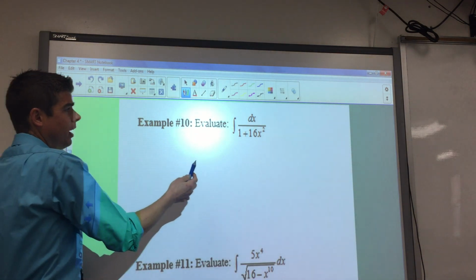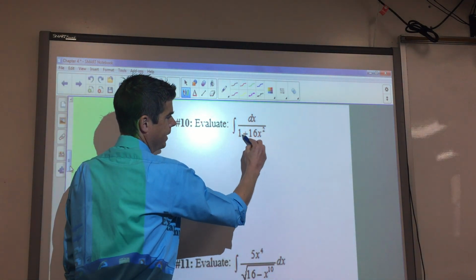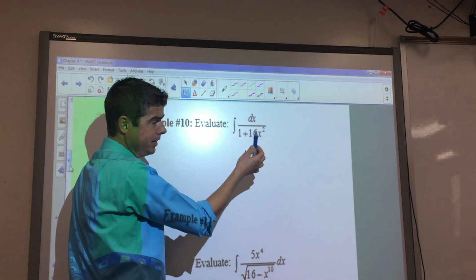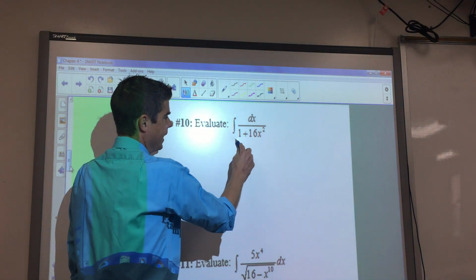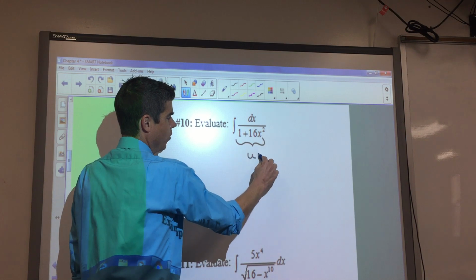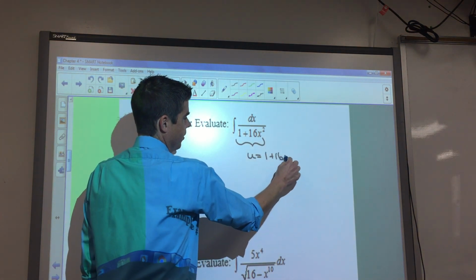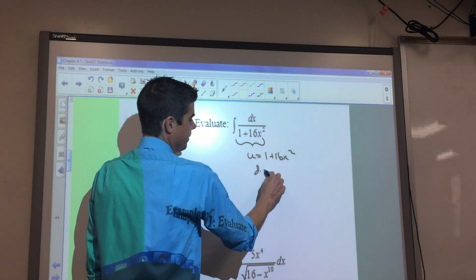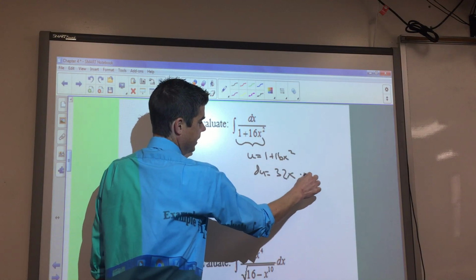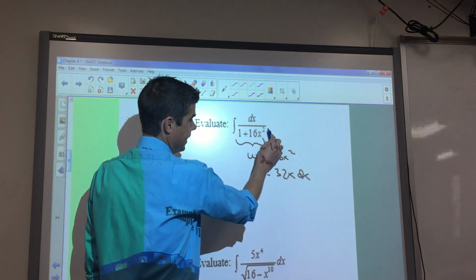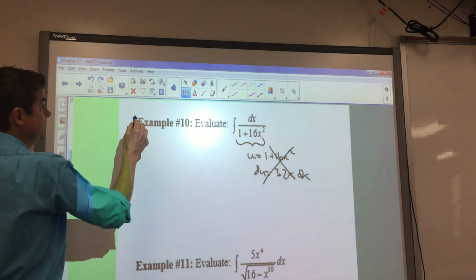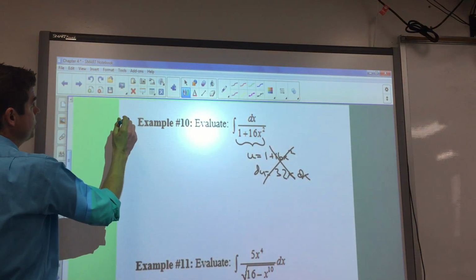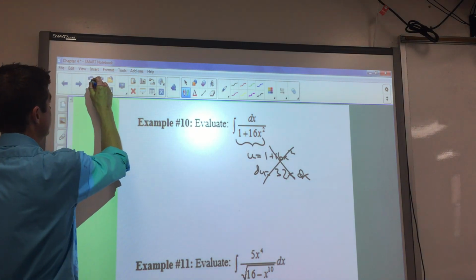Same thing here. I notice I'm quadratic in the denominator and not linear in the top. It's just a constant, just a 1. And again, I can't let that whole thing be u. Maybe that's what I'm used to, because my derivative is 32x dx. I only have a dx, so I can't do that. So I need to recognize that this is a u substitution that is needed for inverse trig.